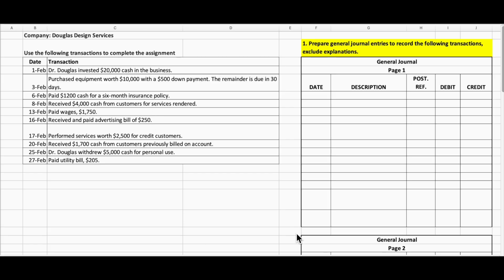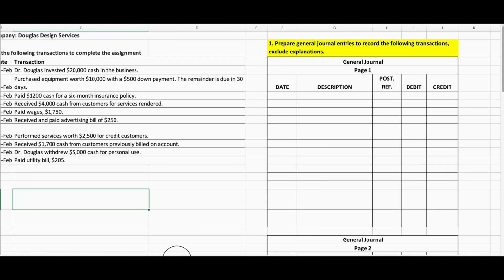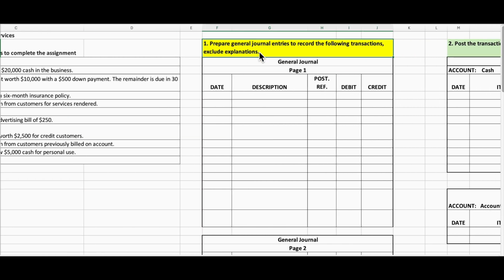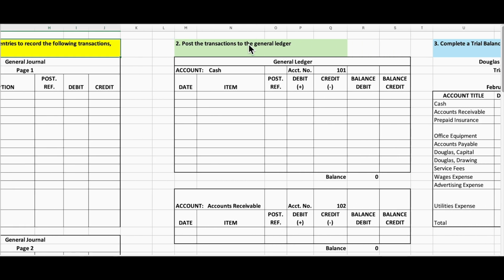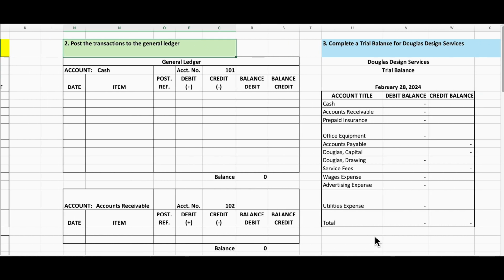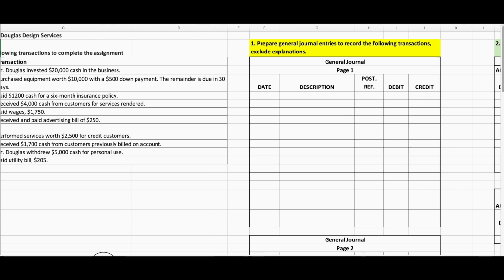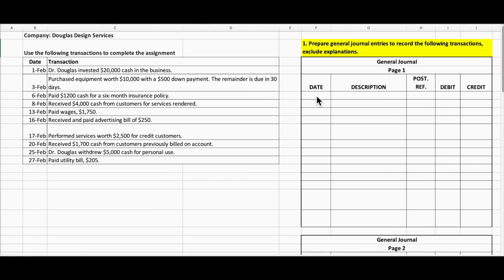Welcome back. All right, for this assignment today, we're going to work on three things. First, we are going to prepare journal entries to record the transactions that you see here on the left-hand side. Then we're going to post the transactions to the general ledger. And finally, we are going to complete a trial balance based on the information we enter in the general ledger. So let's get started. The first thing we're going to do is prepare journal entries, and we are going to exclude explanations for each one.